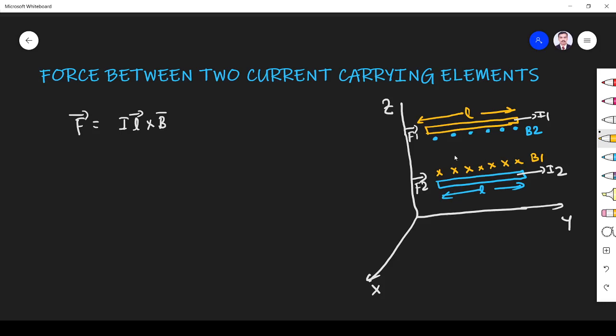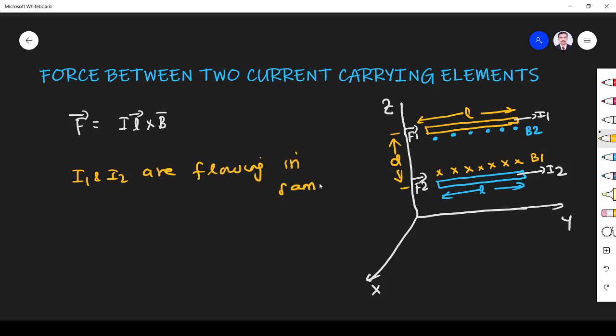Here two current carrying elements are placed with distance between them D. Let us assume they are kept D meter apart. The current is flowing in the y direction for both conductor 1 and conductor 2. That means I1 is going in this direction, I2 is also going in this direction. That means currents I1, I2 are flowing in the same direction. This is very important, right?